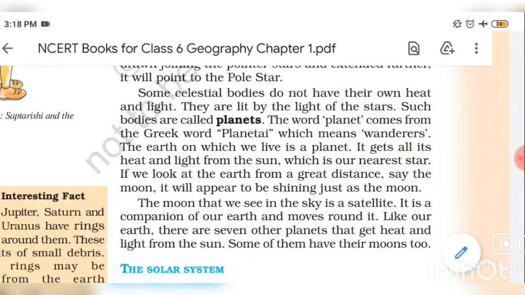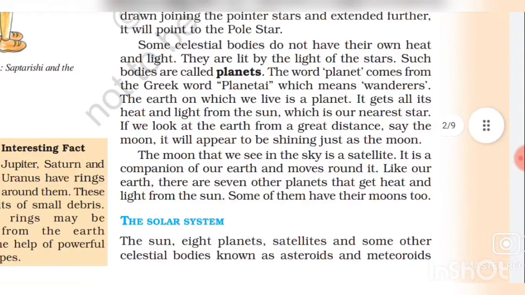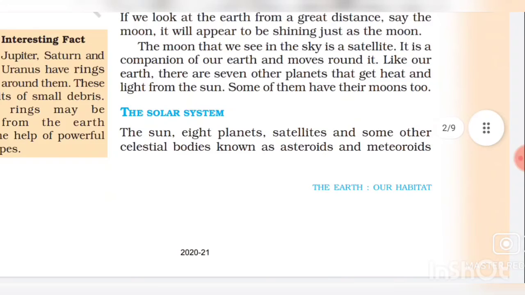As I said earlier, some celestial bodies do not have their own heat and light. They are lit by the light of stars, and such bodies are called planets. The most typical example of a planet is Earth, because we live here. The word planet comes from a Greek word, planetai, which means wanderer. The earth on which we live is a planet, and the earth gets all its heat and light from the sun. The moon we see in the sky is the satellite of our earth, and there are numerous planets which have numerous moons in our solar system.